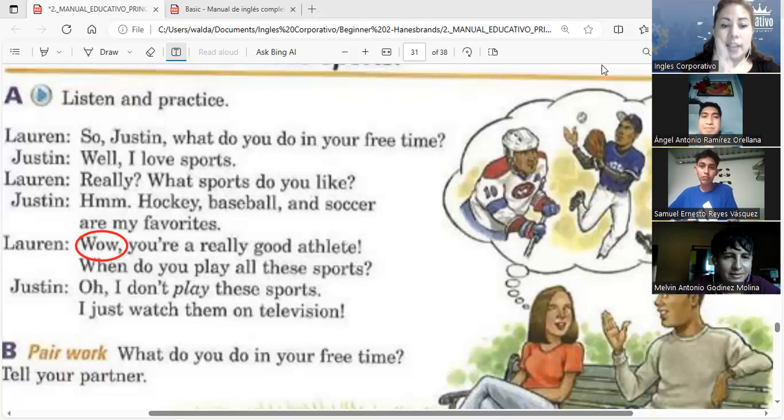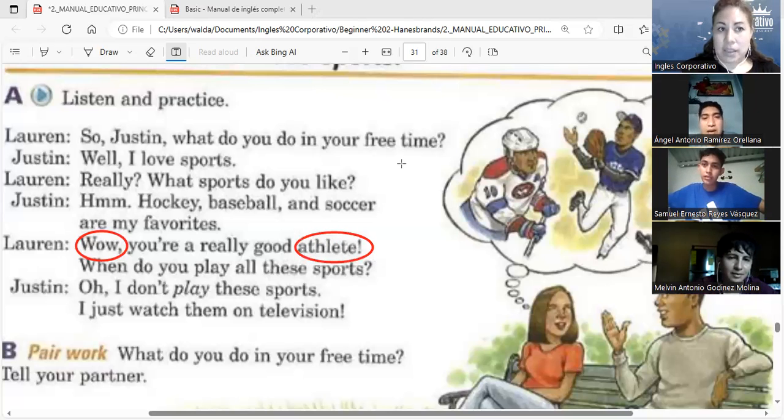Very good. Excellent. Okay. And just be careful, the pronunciation of this word is athlete. Athlete. Athlete. Okay, very good. All right, excellent. Okay, let's go on to the next part.